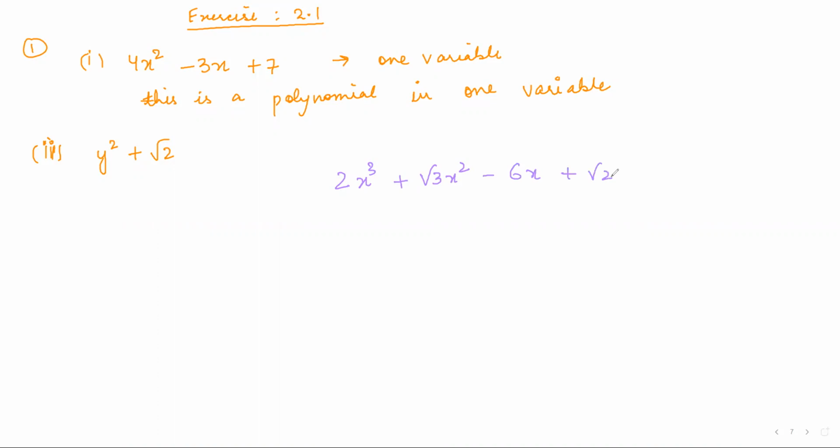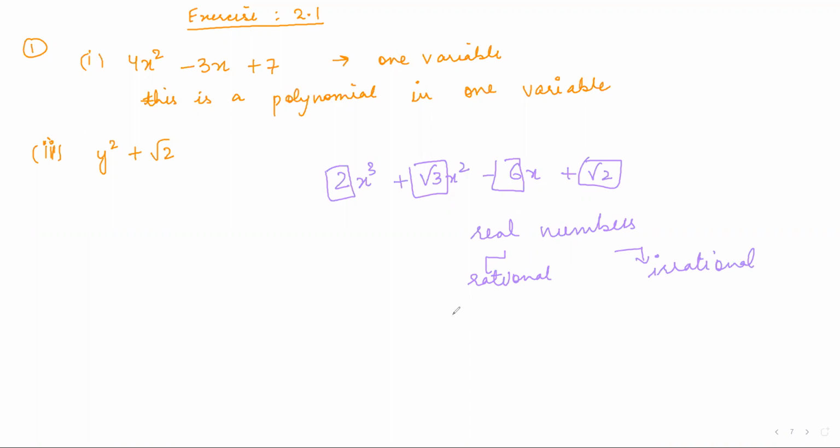This is a polynomial. Now, the condition I told you was about the variable. The variable should have a power of whole number. But the coefficients, all these coefficients, they are real numbers. Understood? Real numbers means they can be rational also. They can be irrational also.